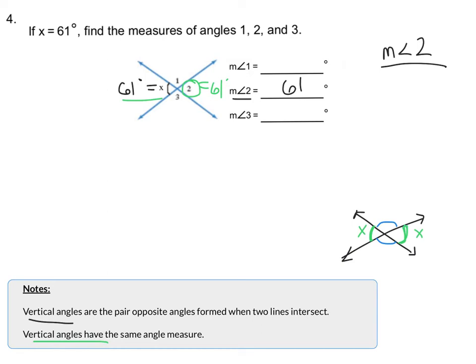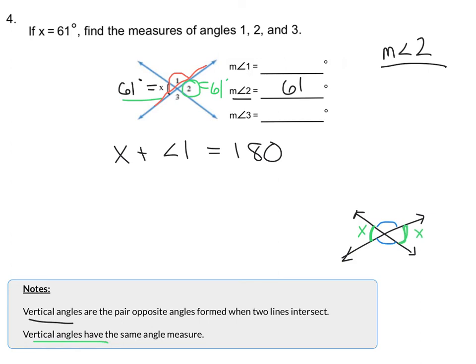If we look at this diagram closely, x and 1 make a straight line. And remember, straight lines have an angle measure of 180 degrees. So this means that x plus angle 1 equals 180 degrees. In other words, they form a straight line.